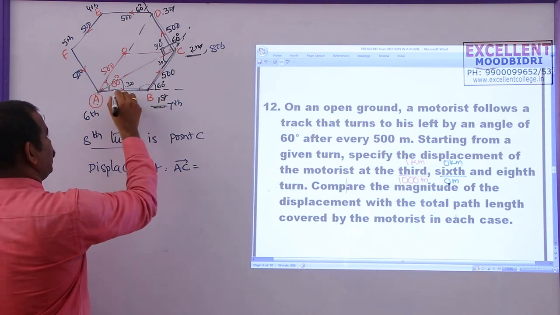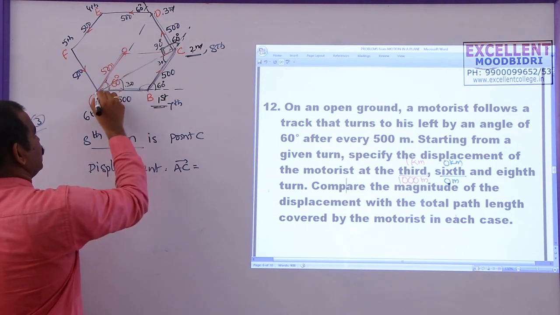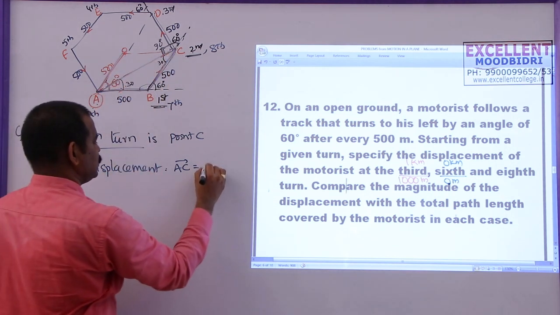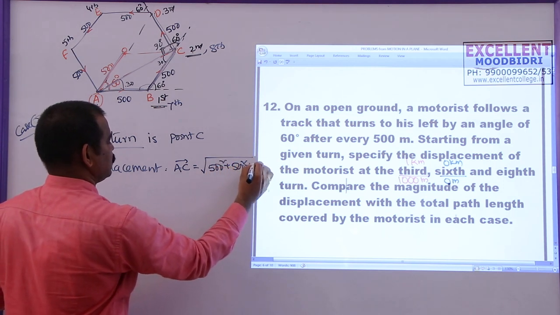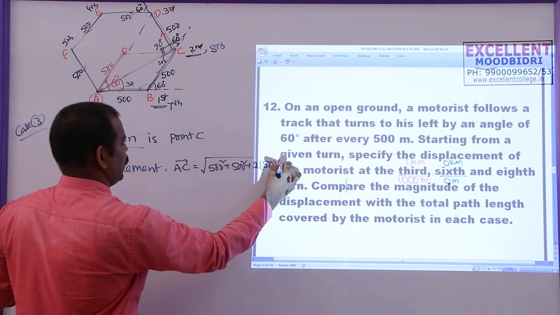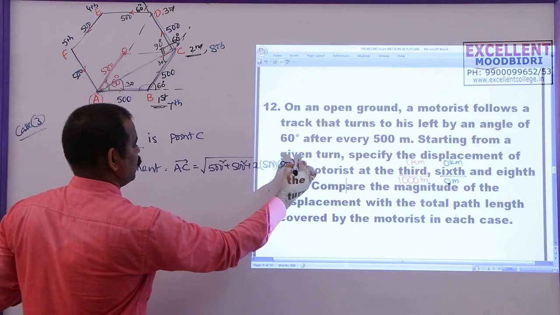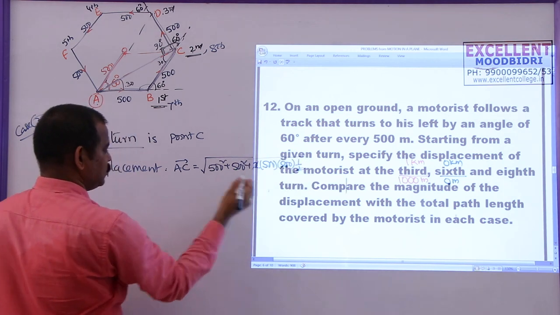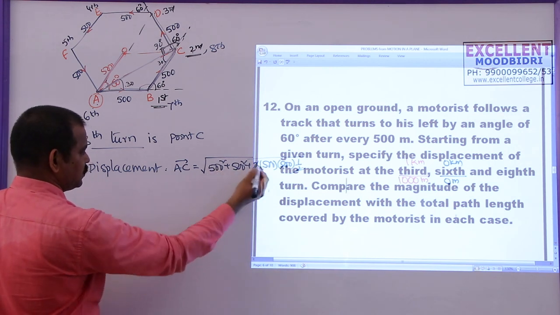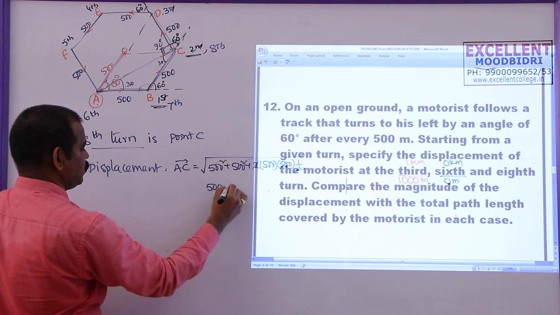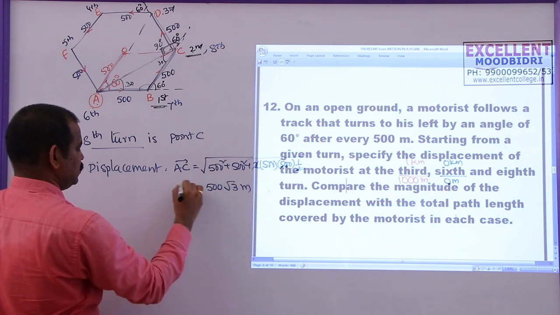So this is 500, 500. Or if you take this one here, the total net displacement will be AC, which is given by root over 500 square plus 500 square plus 2 into 500 into 500 into cos 60, which is 1 by 2. So already we found this in the first case. So this will be 500 square plus 500 square plus 500 square. So 500 into root 3 meters.